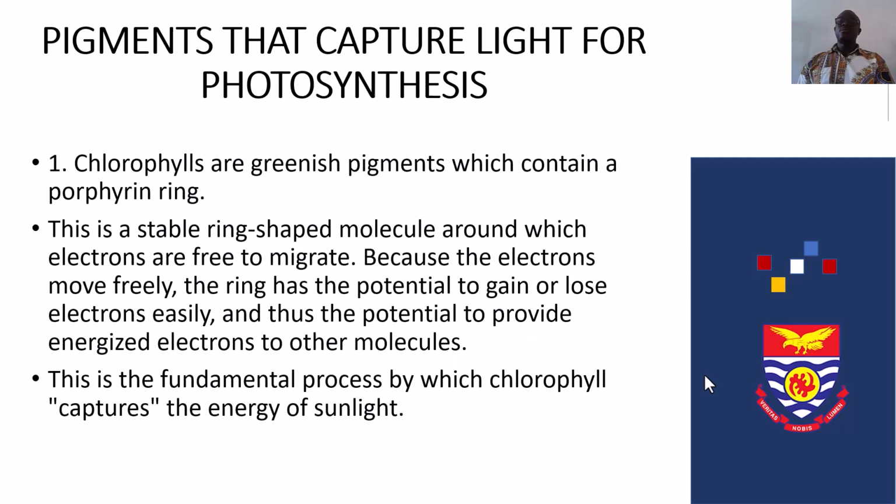Chlorophylls are greenish pigments which contain a porphyrin ring. This is a stable ring-shaped molecule around which electrons are free to migrate. Because the electrons move freely, the ring has the potential to gain or lose electrons easily, and thus the potential to provide energized electrons to other molecules. This is the fundamental process by which chlorophyll captures the energy of sunlight.